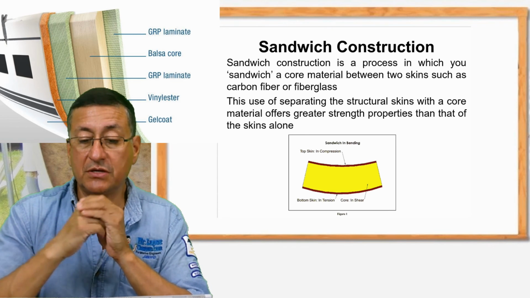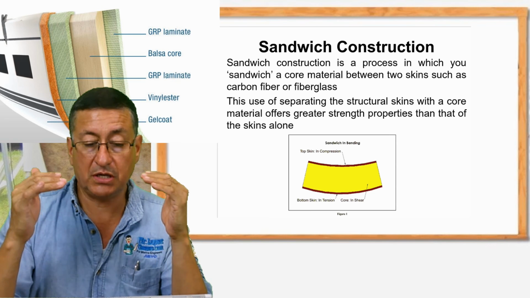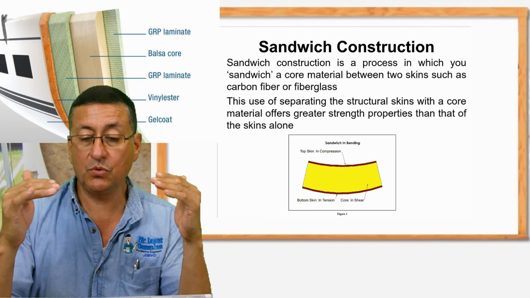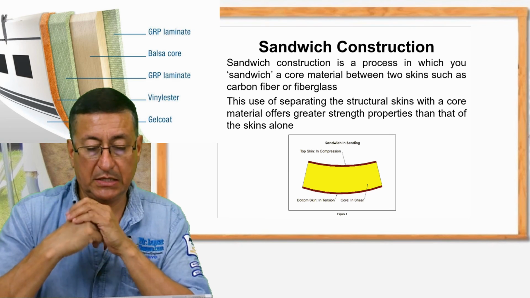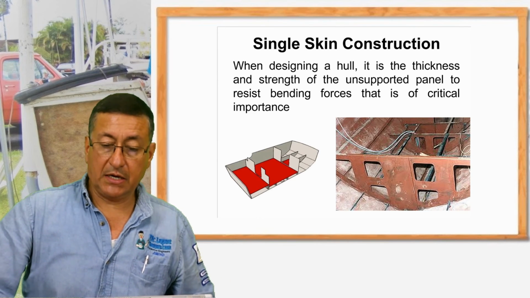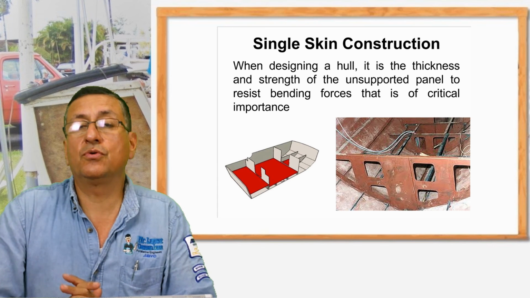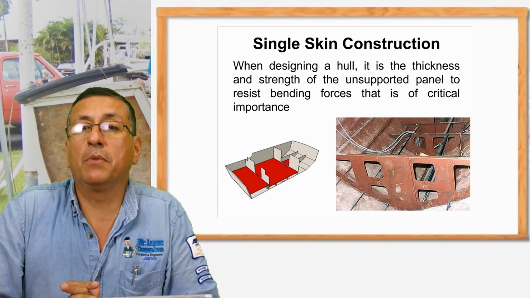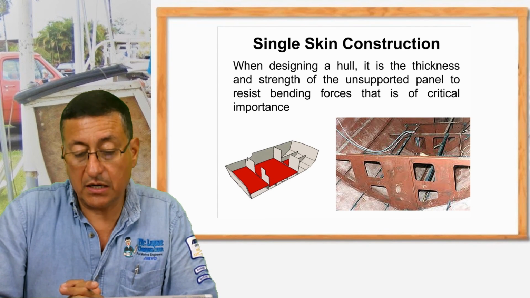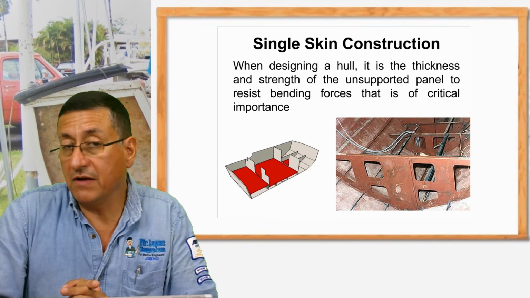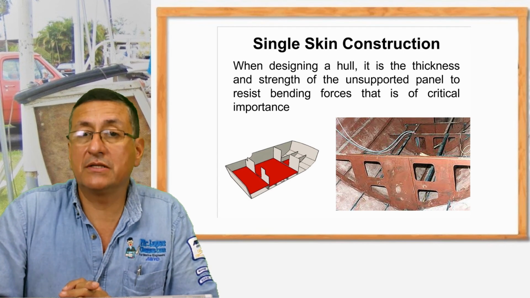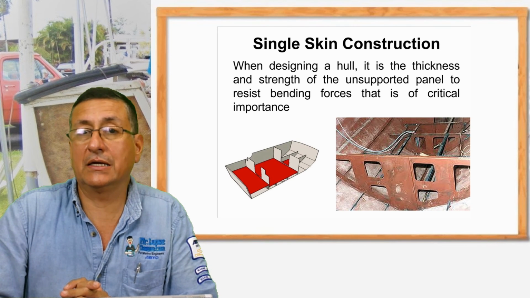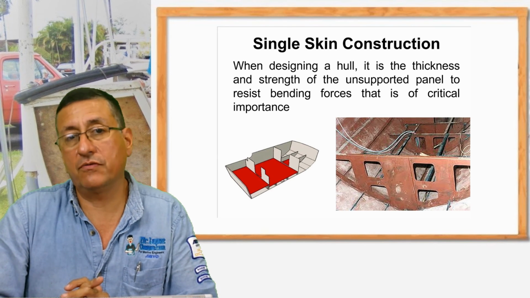Sandwich construction is a process in which the core material is in between two skins of carbon fiber or fiberglass. That's simple. All right, and you also use the same process to create the bulkheads. The bulkheads are normally plywood covered with fiberglass on both sides. Remember that the bulkheads and the stringers are like the chassis, the skeleton of the boat.